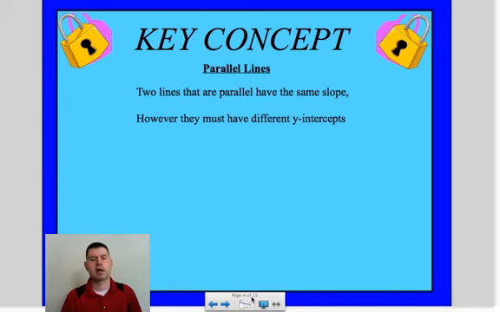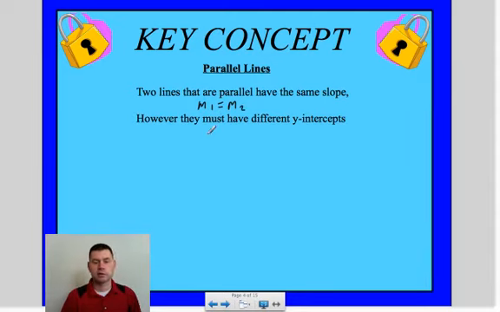Okay, so parallel lines, they're two lines that have the same slope. So if we are parallel, we're running side by side, we're always going up and over. Rise over run would be exactly the same. In other words, we can write this as m1, which is the slope of our first equation, is equivalent to m2, the slope of our second equation.